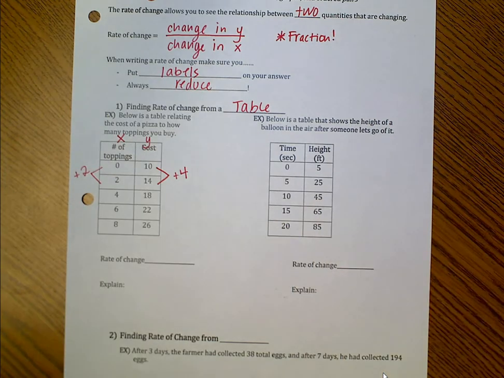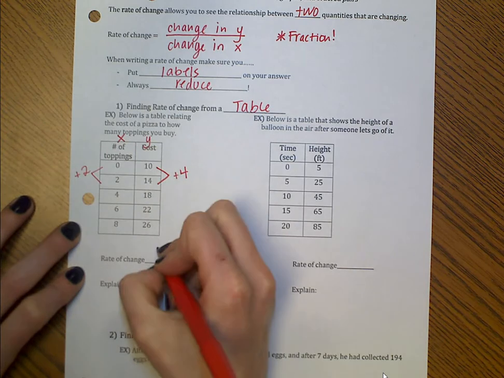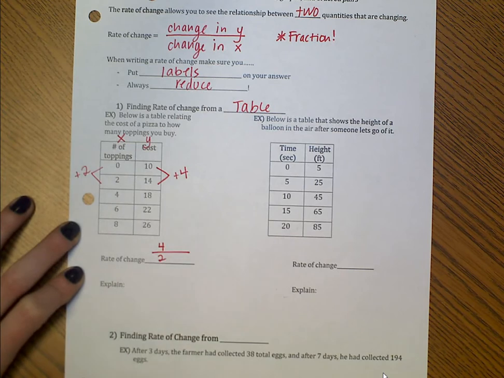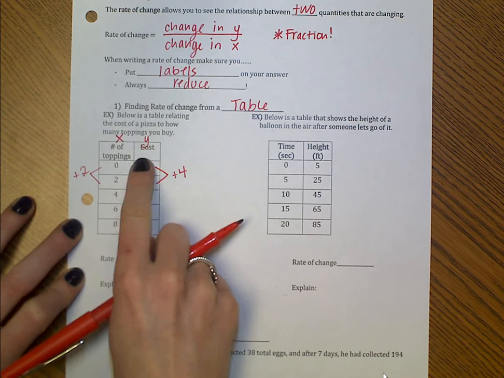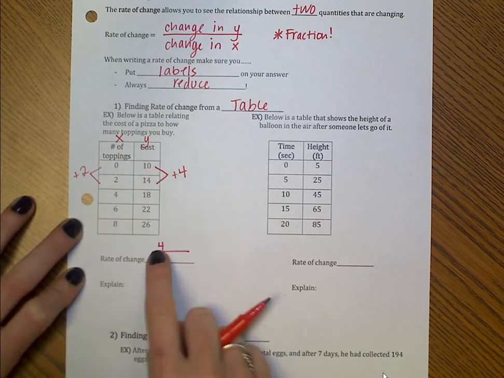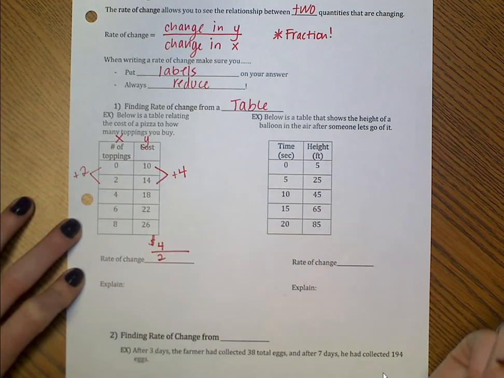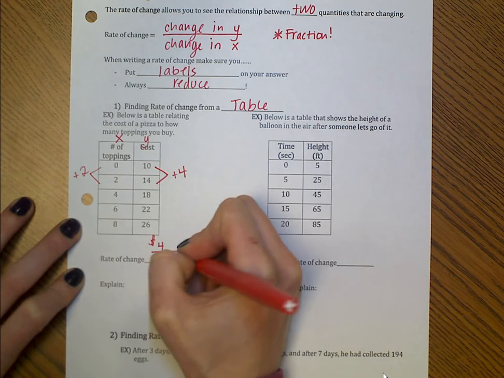So how the y is changing, it's changing by 4, and the x is changing by 2. When they say put labels on it, they mean whatever the table's talking about, put those same units, those same labels on your numbers. So it went up by $4, the cost did, every 2 toppings. So what the x was talking about.